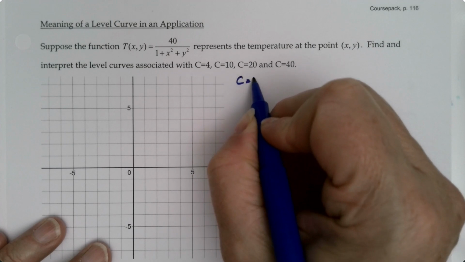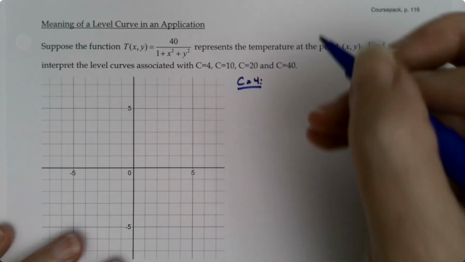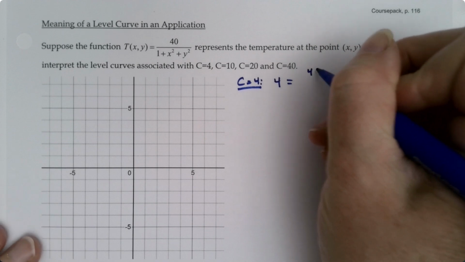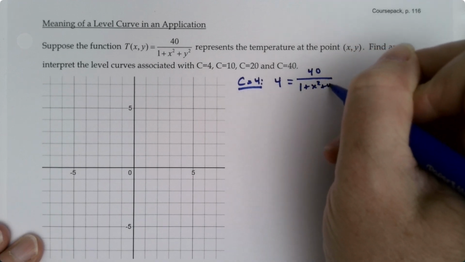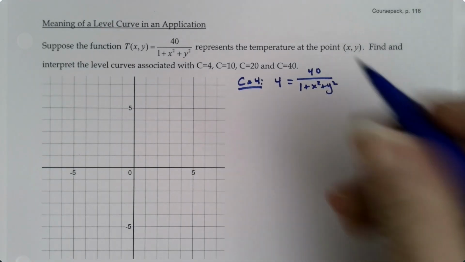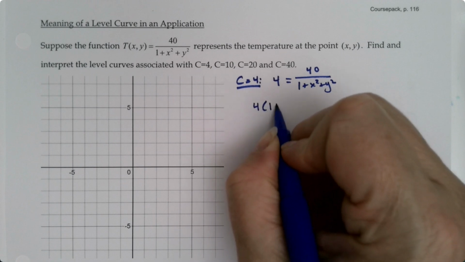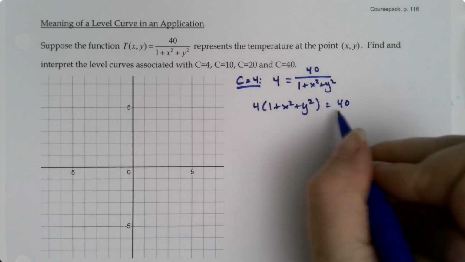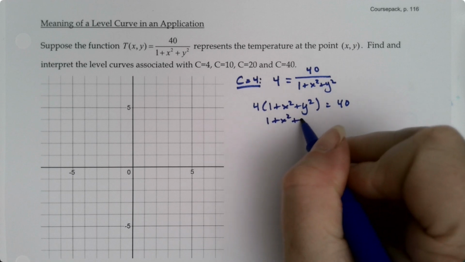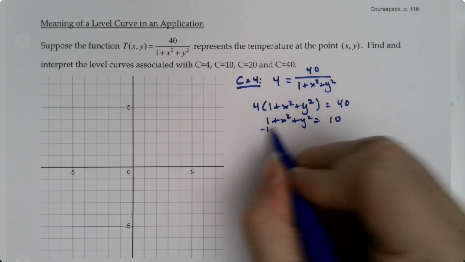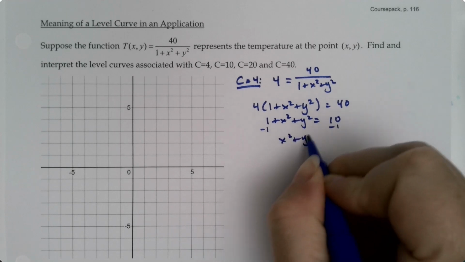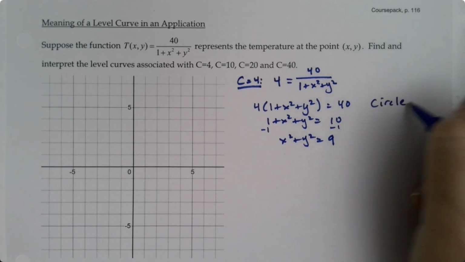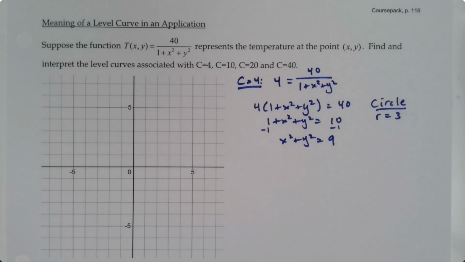So let's look at c equals 4, for example. That means that 4 is equal to 40 divided by 1 plus x squared plus y squared. If I multiply both sides by the denominator, 4 times 1 plus x squared plus y squared is equal to 40. If I divide both sides by 4, 1 plus x squared plus y squared is equal to 10. Subtract the 1. x squared plus y squared is equal to 9. So that's a circle of radius 3 centered at the origin, of course.